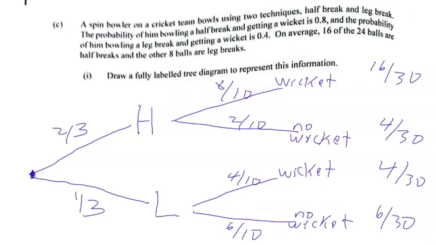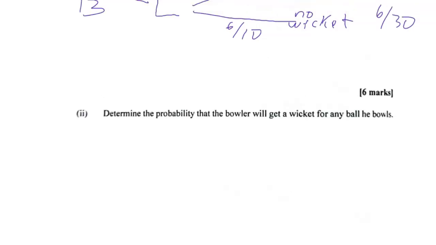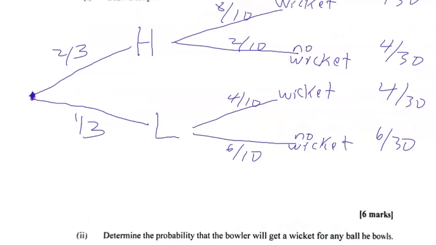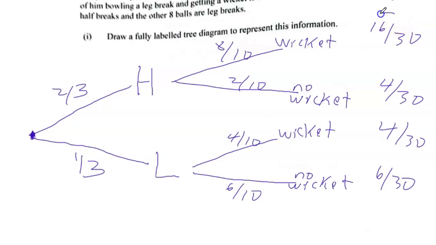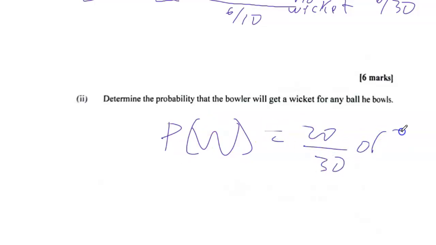Alright, so diagram completed. The question asks us, determine the probability that the bowler will get a wicket for any ball he bowls. So these are the situations for wicket. So wicket for any ball would be 16 out of 30 and 4 out of 30. So we add these values. The chance of getting a wicket, whether it's leg break or half break, is 16 over 30 plus 4 over 30. That would be 20 over 30, or 2/3 if we reduce this fraction.